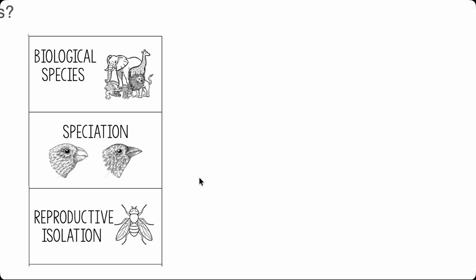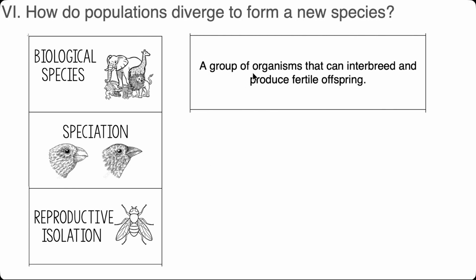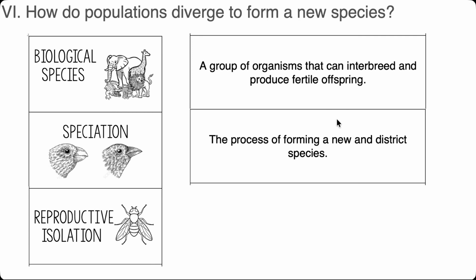Let's start with biological species. So it's just a group of organisms that can interbreed and produce fertile offspring. Fertile means that they're able to reproduce. Interbreed just means, again, that they're able to reproduce with one another. Okay? Speciation, process of forming a new and distinct species. This should say distinct, not district.